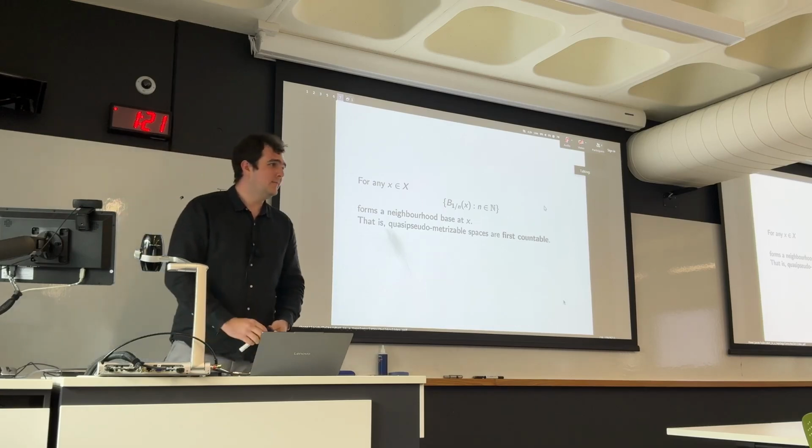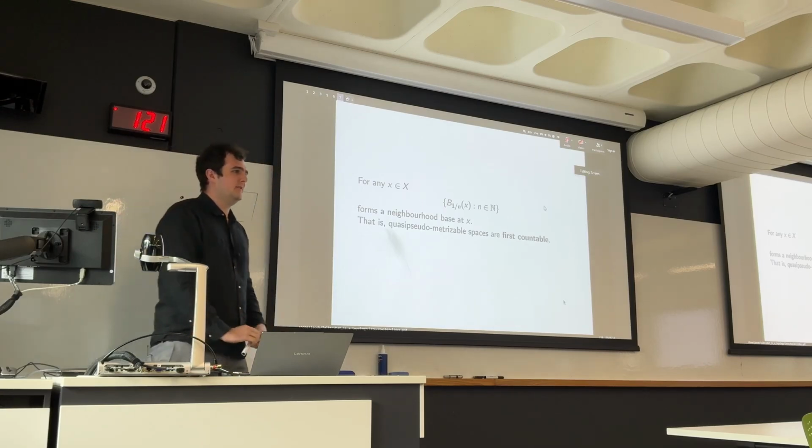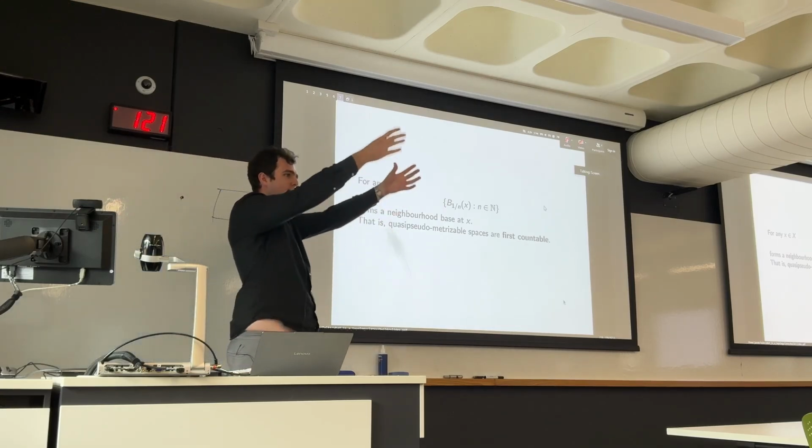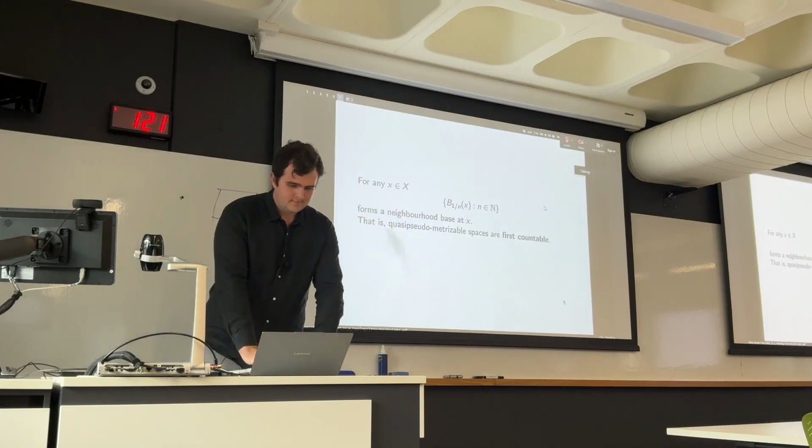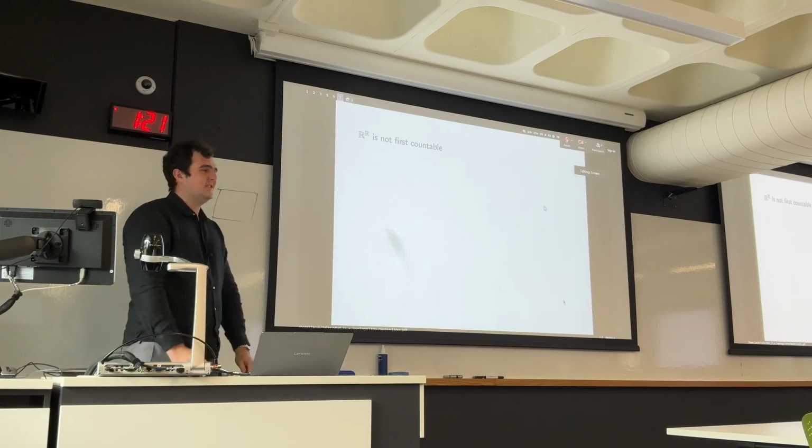What is first countable? A countable neighborhood base. So there's this countable collection of sets around x, such that every neighborhood of x has one of these contained in it. Okay. And the nice example is just R to the R.